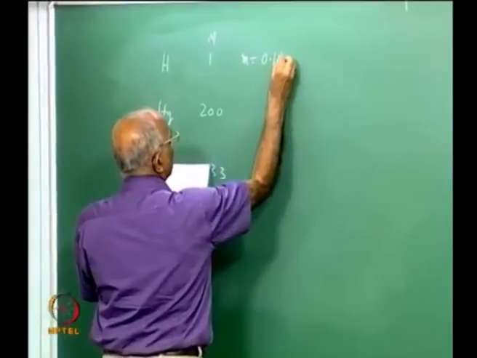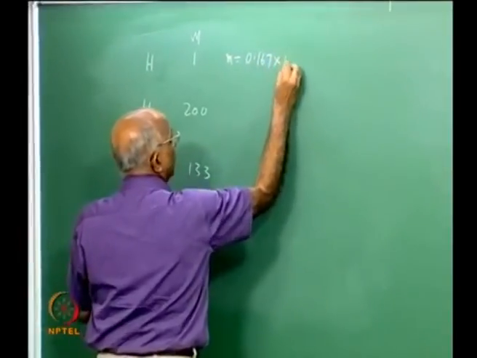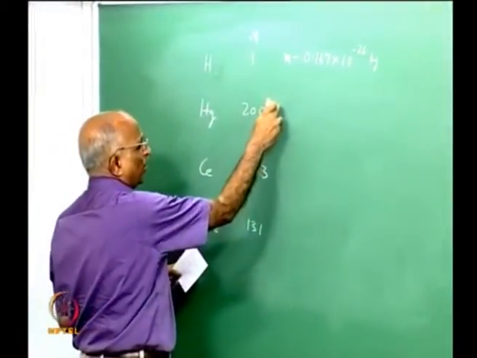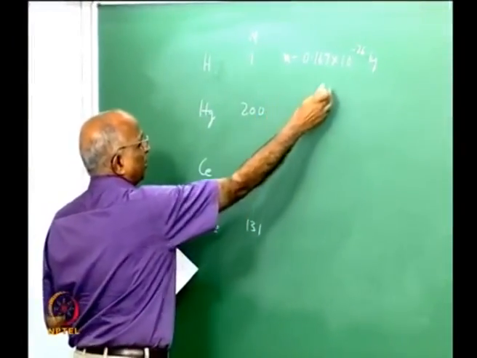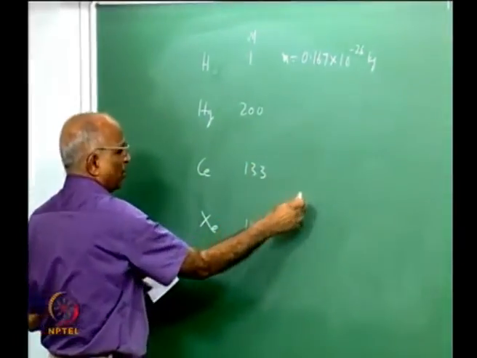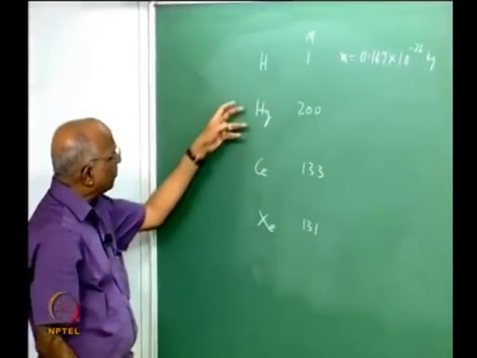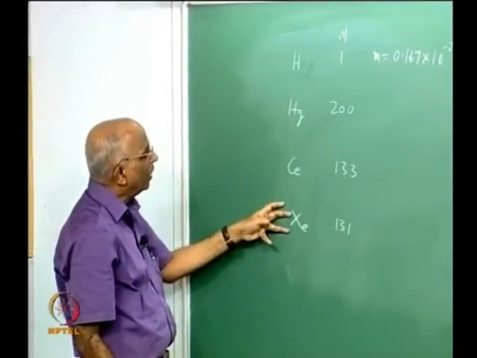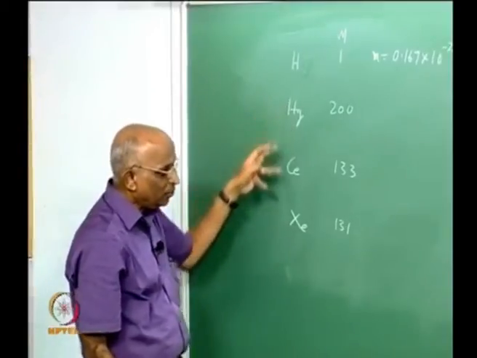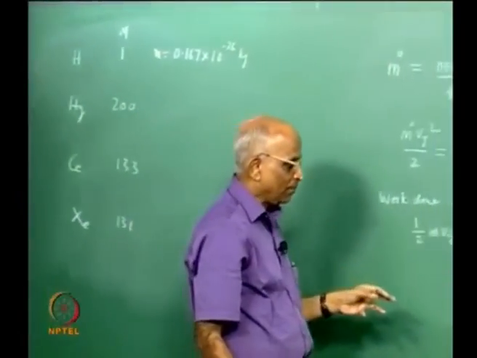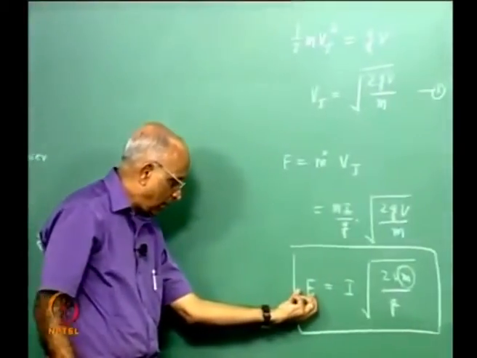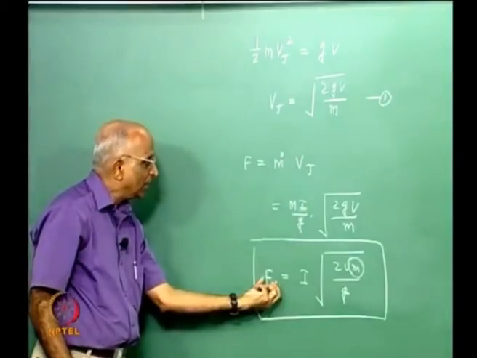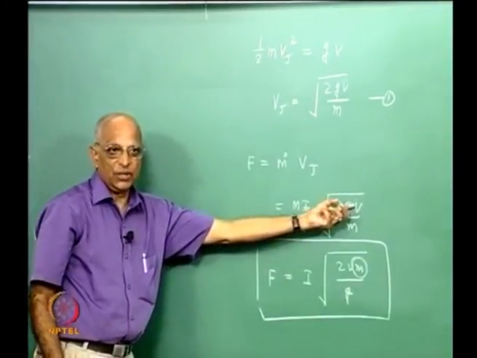0.167 into 10 to the power minus 26 kg, I can calculate the mass which is 200 times, something like 0.33 into 10 to the power minus 24 kg. We find that the molecular mass of certain substances like mercury, cesium, xenon are very much higher, and we would like to use such substances in the case of electrical propulsion or electrostatic propulsion, in which I am using force derived from charge into potential difference.